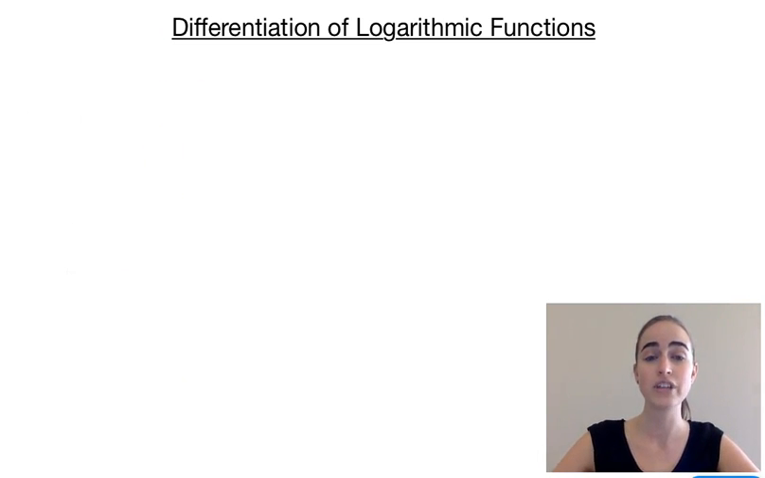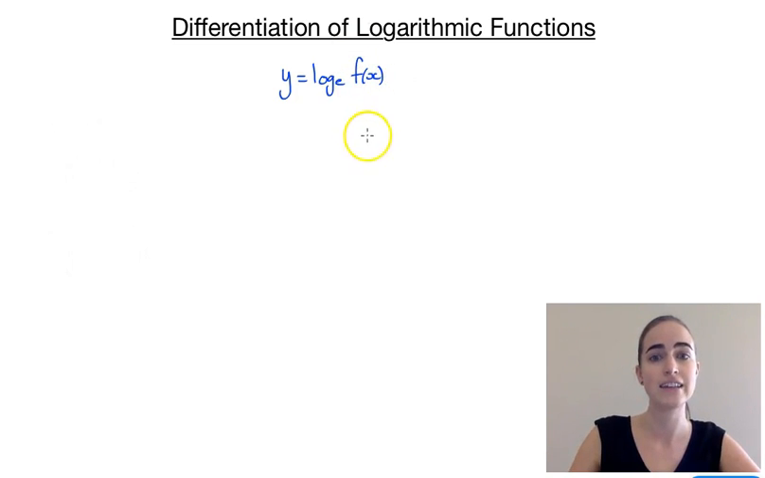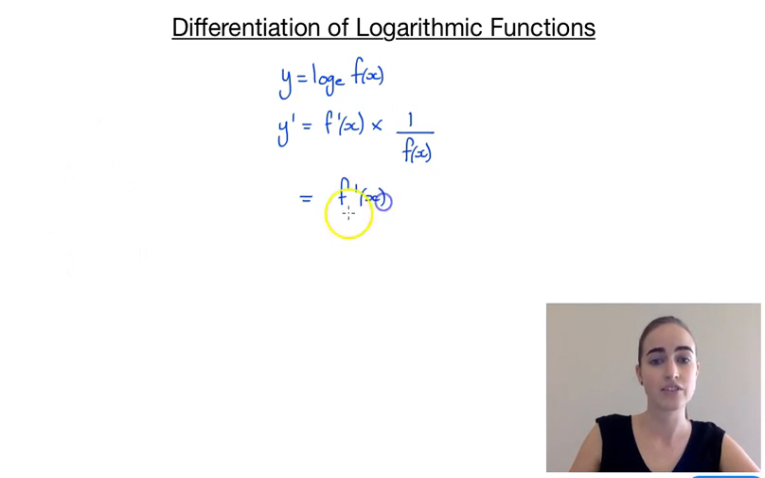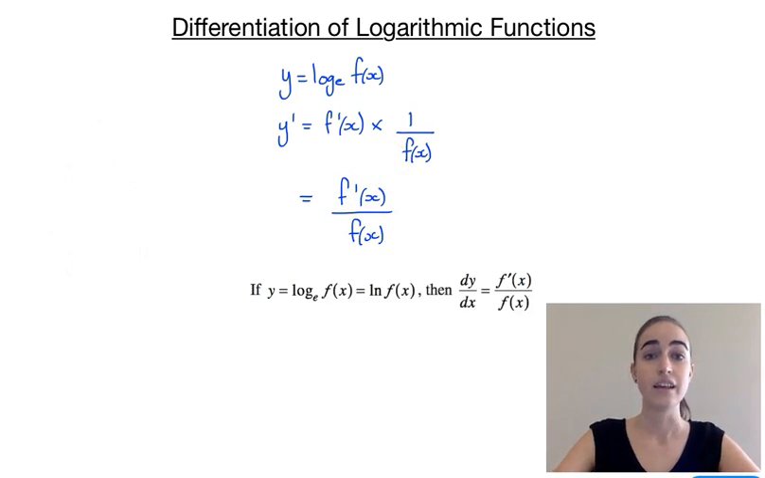We can also apply the chain rule to help us differentiate logarithmic functions. So if we had a function that was y equals log to the base e of f of x, so a function of x inside there, using the chain rule, our derivative would be the derivative of that inside function, so f dash x, multiplied by the derivative of the outside function, which would be 1 over f of x. So simplifying that, we would have f dash of x over f of x. So we'd have the original function in the denominator and the derivative of that original function in the numerator. Now this is actually on your formula sheet as well. So if y equals log to the base e of f of x, which is the same as ln of f of x, then dy dx is equal to the derivative over the original function.